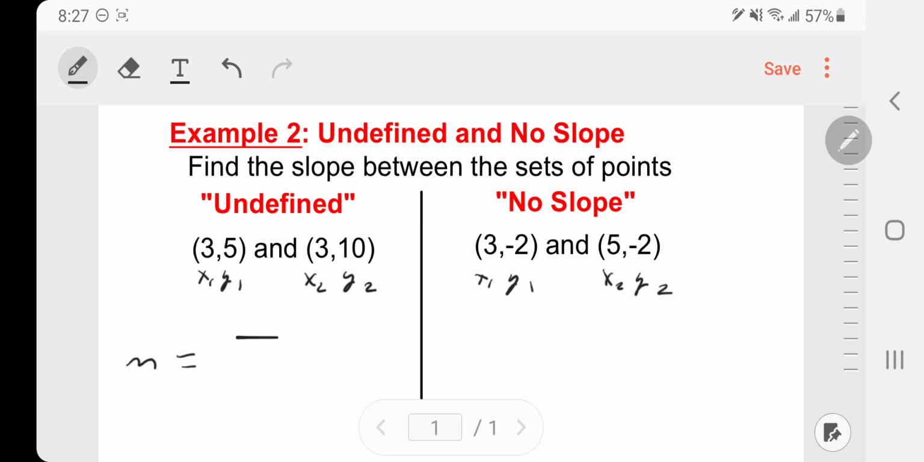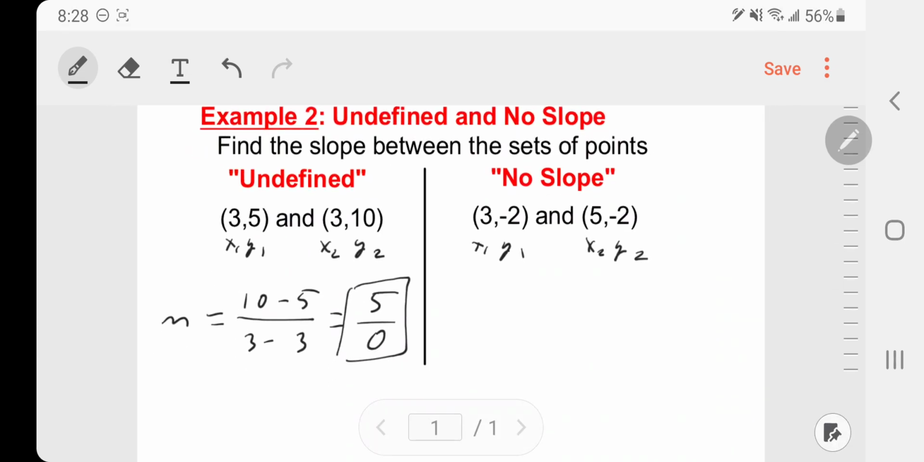All right, so we got y2 in this case, which is 10, over y1, which is 5. And then we have x2, which is 3, minus x1, which is also 3. Okay, so on top, 10 minus 5, we get 5. And on the bottom, 3 minus 3, we get 0.